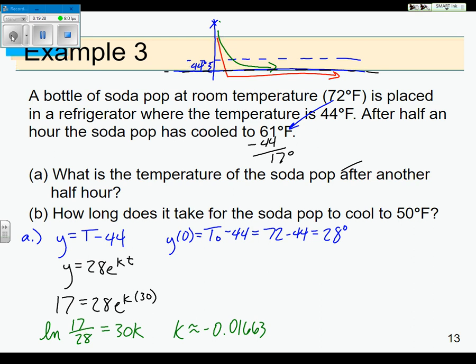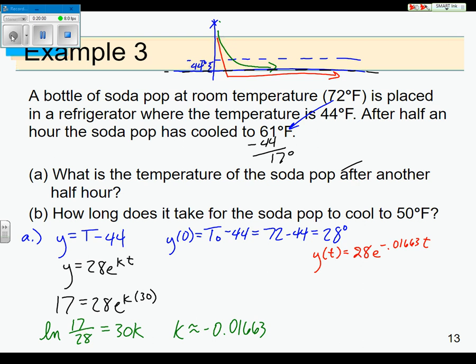So in degrees Kurt, my formula as a function of time is going to be 28 degrees Kurt e to the negative 0.01663 t. However, I've tried and tried, and I have not got the National Weather Service to actually acknowledge degrees Kurt as a unit of measure for temperature.